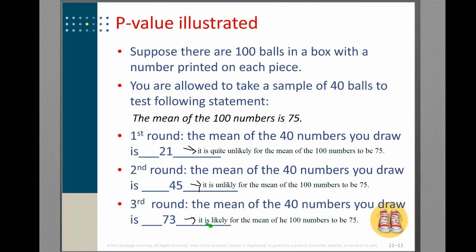For the quite unlikely scenario, we're implying that the p-value is small, because the p-value measures how likely we can observe this sample mean if the null hypothesis, or the statement here, is true. If we assume the null is true, how likely can we observe a sample mean of 21? Turns out it's unlikely, and in that case, the p-value is small. For 45, we still say it's unlikely for the statement to be true, but this time the p-value is not as small as the first case, so the p-value is relatively small.